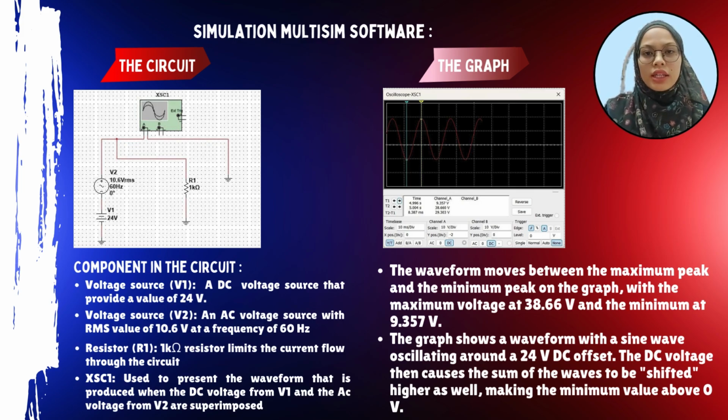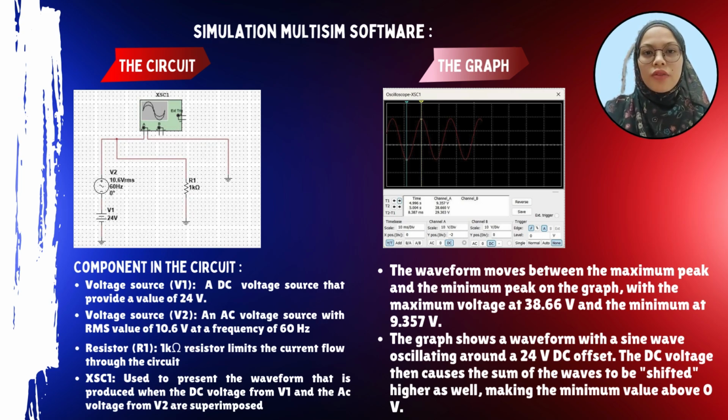Now we look at the simulation graph for the maximum and minimum value in the sine waveform. The waveform that results from adding a 24 volt DC and an AC sine voltage with an RMS of 10.6 volts is shown in the graph. The waveform moves between the maximum peak and the minimum peak on the graph, with the maximum voltage at 38.66 volts and the minimum at 9.357 volts.